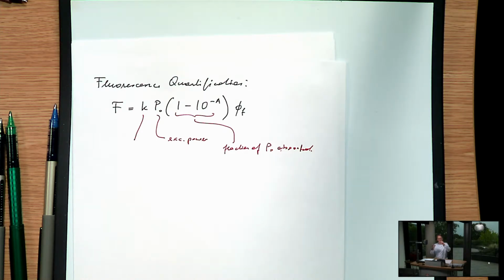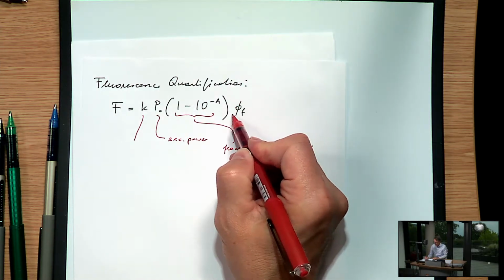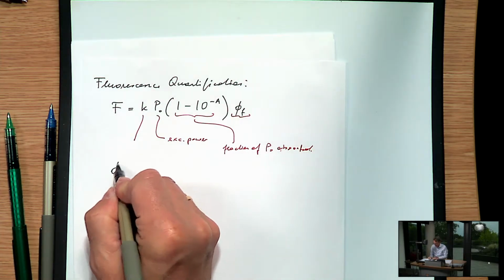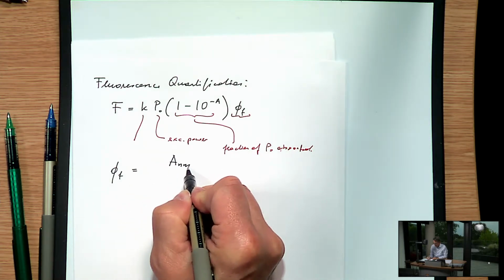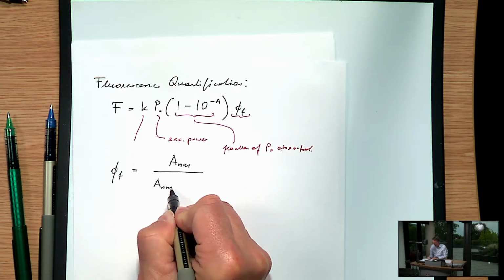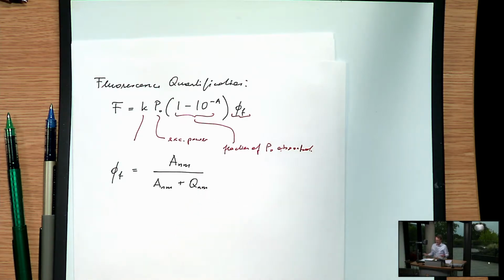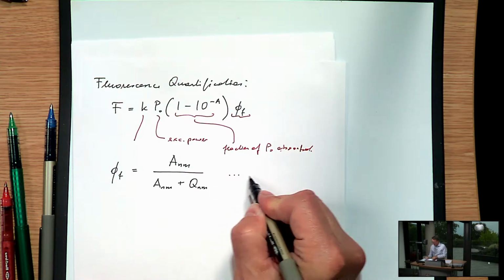You remember the fluorescence photons go in all directions. So how many of those are you collecting? And then finally, there's this very important factor, theta F. Theta F is called the fluorescence quantum yield. So it's given by A_NM over A_NM plus Q. I put subscripts in there just to make this explicit, that we are only dealing with a two-level system here. And so this is called the fluorescence quantum yield.